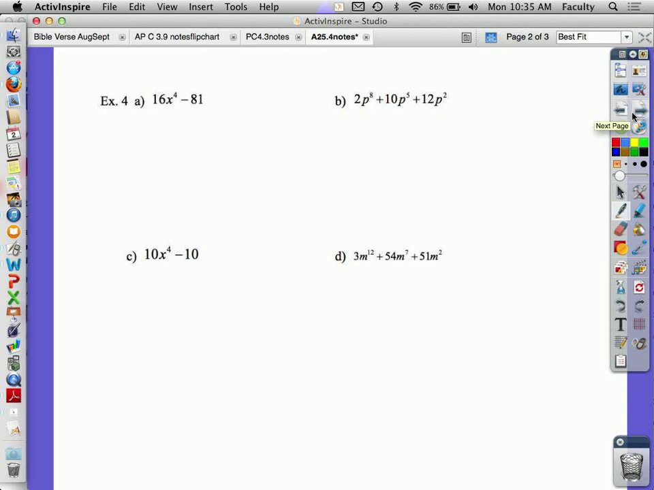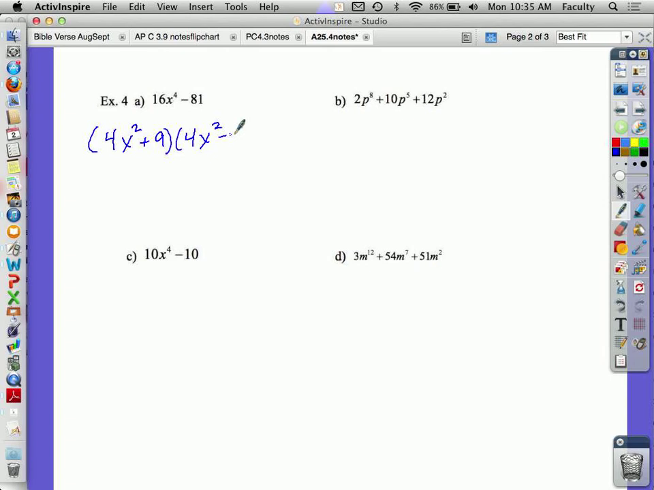Okay, now let's look at example 4, letter A, 16x to the 4th minus 81. Well, this one is actually a difference of two perfect squares. So this becomes 4, why did I put a T? I do not know. Okay, I'm still back from Thanksgiving break here. Okay. All right, so this is 4x squared, we'll make it plus 9.